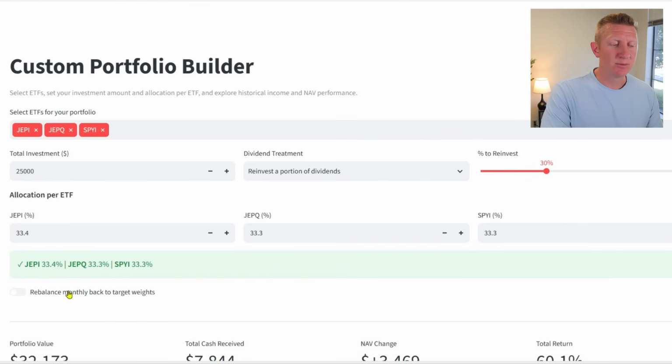And let's say you want to rebalance monthly back to your target weights. Monthly is a little bit actually excessive. I'd probably switch that over to annual, so I'll have to write that down for a future iteration. So this is the situation. You start with 25, you're reinvesting 30%. Let's make it 50 actually, just for the sake of a round number. What would actually happen here, right?